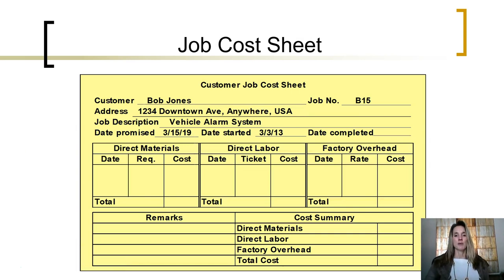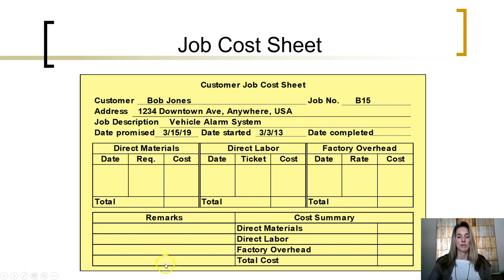As a customer's job is being worked on, or a specific inventory item is being worked on, in a job order cost system, we can keep track of the cost incurred on a job cost sheet. In paper form, it might look something like this. Obviously, this can also be done in a digital format, but we'll keep track of the specific customer, the specific job, and assign a specific number or identifying feature to the job.